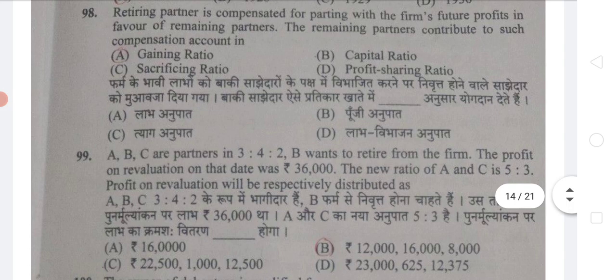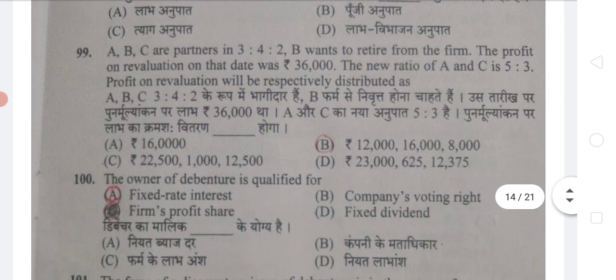A, B, C are partners in 3:4:2. B wants to retire from the firm. The profit on revaluation on that date was rupees 36,000. The new ratio of A and C is 5:3. Profit on revaluation will be respectively distributed as B rupees 12,000, 16,000, 8,000.